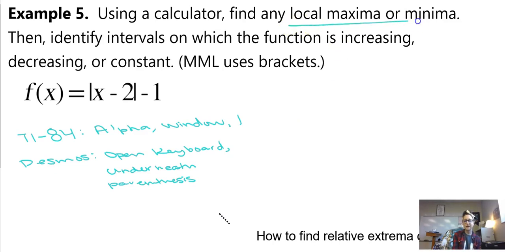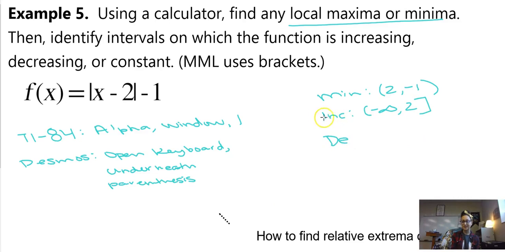So the local min or max, local just means relative. So we had a local min, and the ordered pair there was 2, negative 1. Now, my MATLAB is going to ask that you put a bracket on that positive 2. I hate that. So let's go decreasing from negative infinity to 2, and then we're going to go increasing from 2 to infinity. Again, it wants a bracket here.